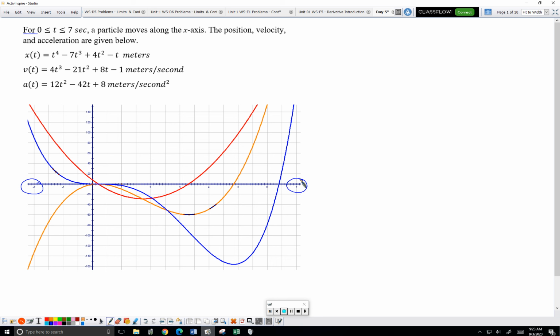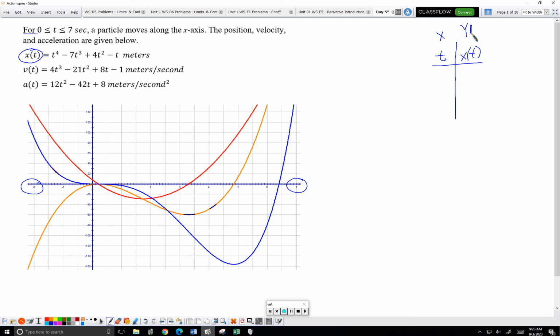Don't get confused. On the paper, we're talking about x of t, which is position. So that's the y-coordinate of this blue graph, x of t. Time is the x-coordinate. But on the calculator, we call this x, and we're calling this y1.